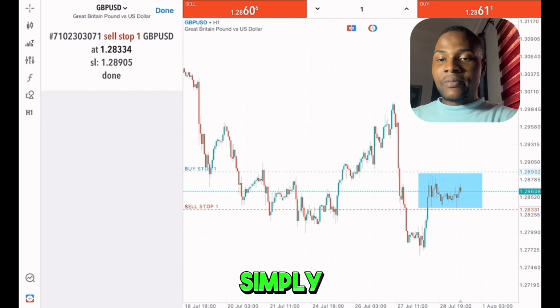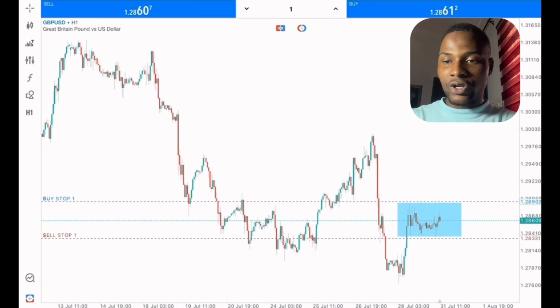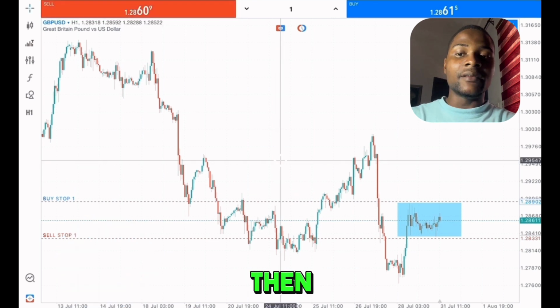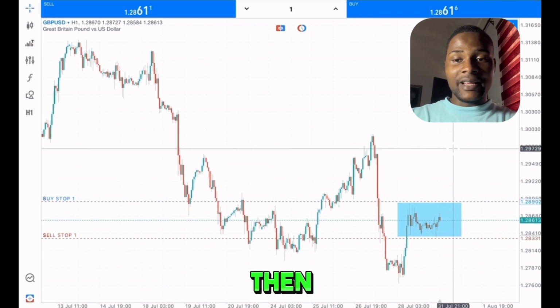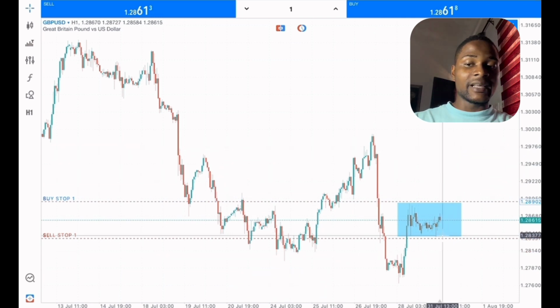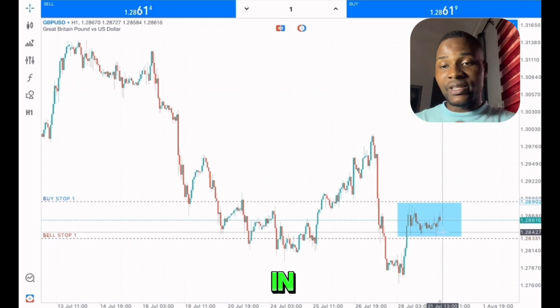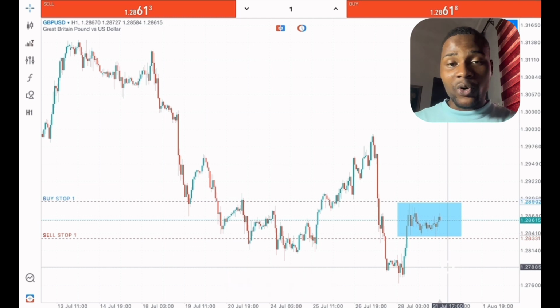What this simply means is that if the market succeeds in breaking to the upside like this, then the buy stop will be triggered and I will make money in profit. If price breaks below the blue zone, then the sell is going to trigger and I'm going to make money. So in this way, whichever area price goes to, I'm going to make money. So let's watch and see the result of this. Let's check it out.